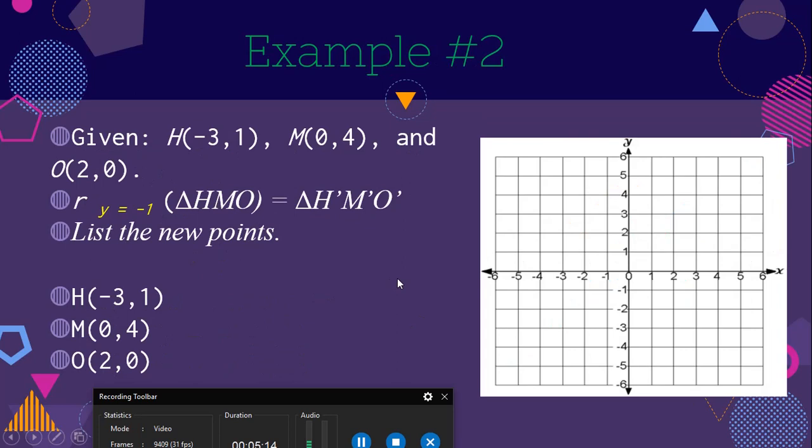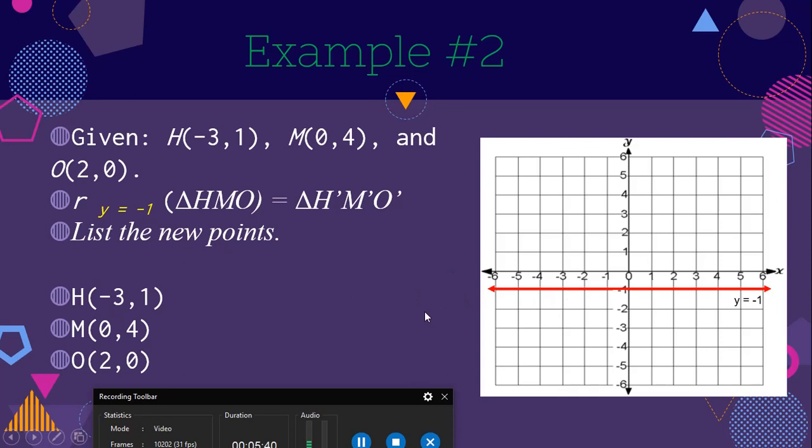In example 2, I'm going to need you to change your notes a little bit. For the example, we're going to reflect in the line y equals -1, not y equals -x. So again, we're starting with triangle HMO. It's the same triangle as the last time. But I'm also going to have you start by graphing the line of reflection. So we're drawing a horizontal line at y equals -1.